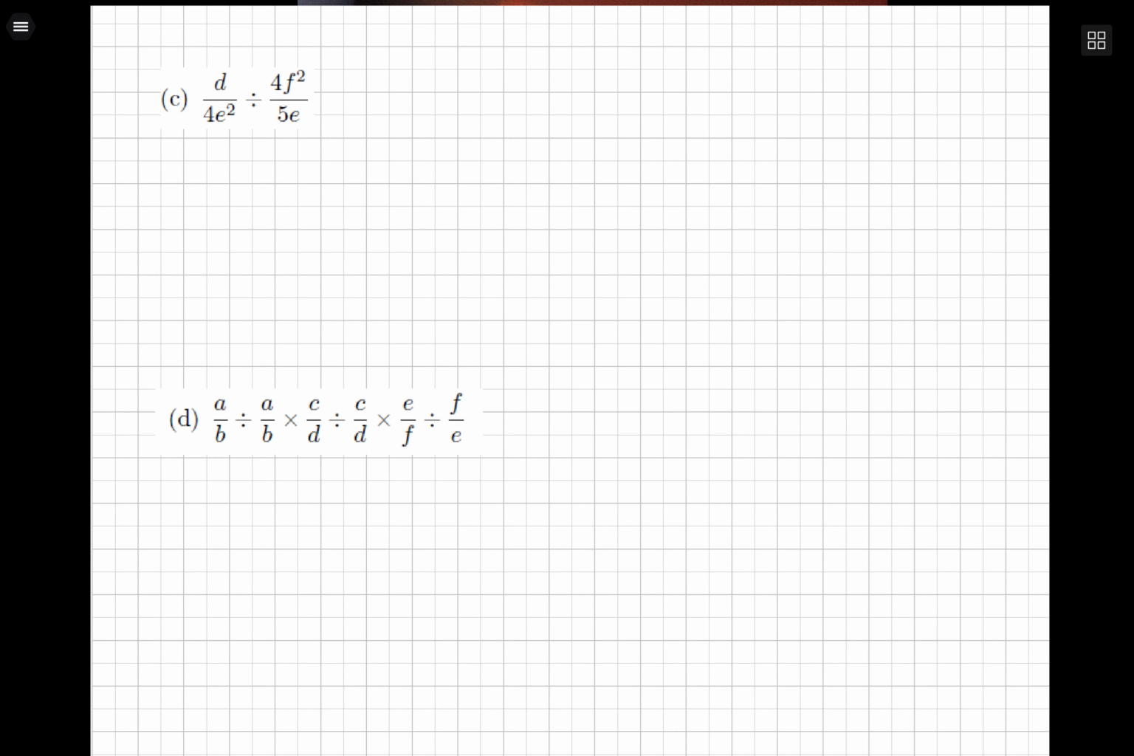Okay, the next one looks a little bit more exciting, but we'll see how it goes. So we've got a d on 4e squared, and the division, once again, turn to a multiplication, invert the fraction, and put it all there.